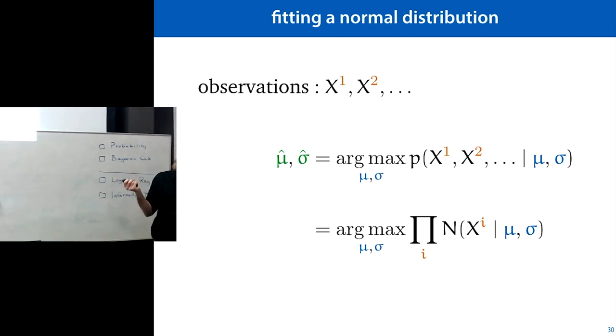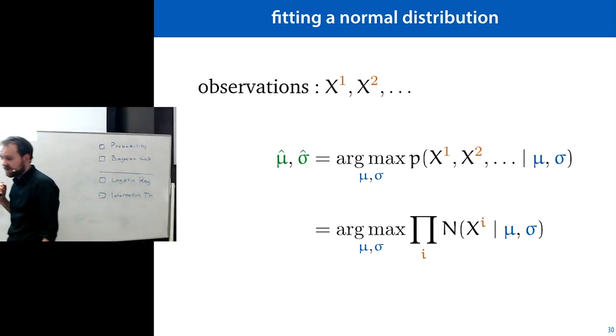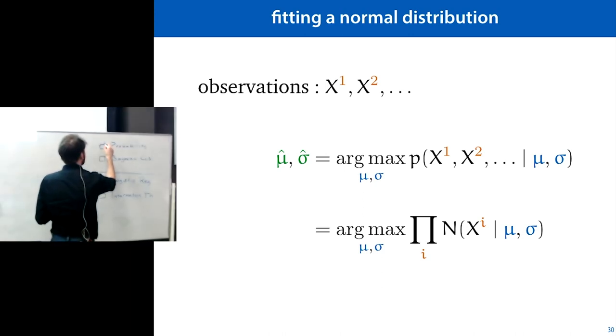So this optimization problem, maximizing this likelihood, gives us a good fit. And as it happens, if you solve this, mu becomes the sample mean and sigma becomes the sample standard deviation, or the sample variance, depending on how you parameterize the normal distribution. So that's just an example of how maximum likelihood fitting works. That's all the basics of probability I wanted to tell you.